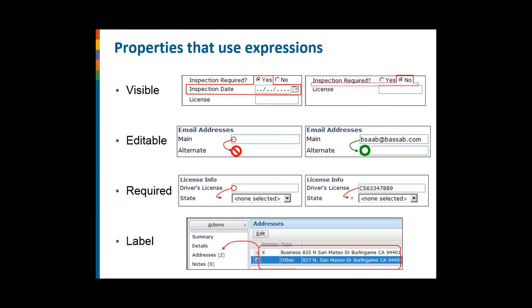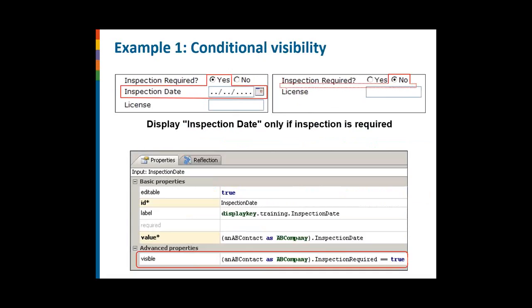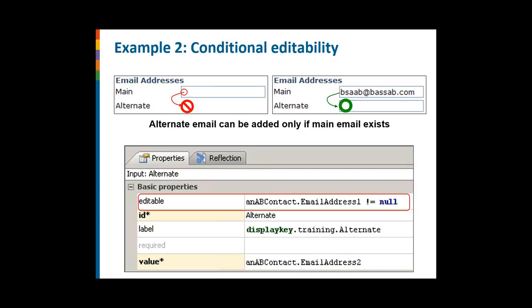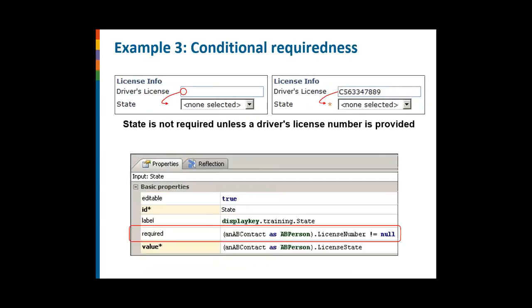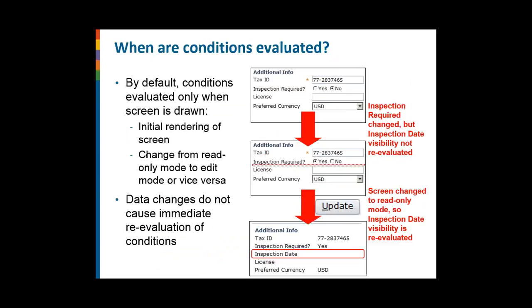And let us see the conditional visibility. This is what we can configure for a particular field. To display this inspection date or hide it, we have to set some properties. The properties we will see here are for each and everything, and how it will be rendered. By default, conditions are evaluated only when the screen is drawn. So the conditions are evaluated during the screen refresh, and for that purpose, we should refresh the screen with one property.